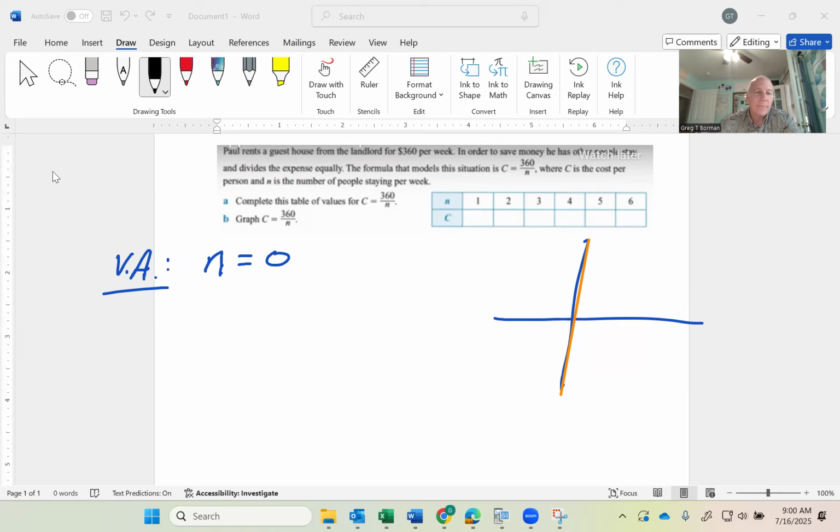And so the graph might look something like this. Maybe. I don't know. But I do know that the graph will not touch the vertical asymptote.